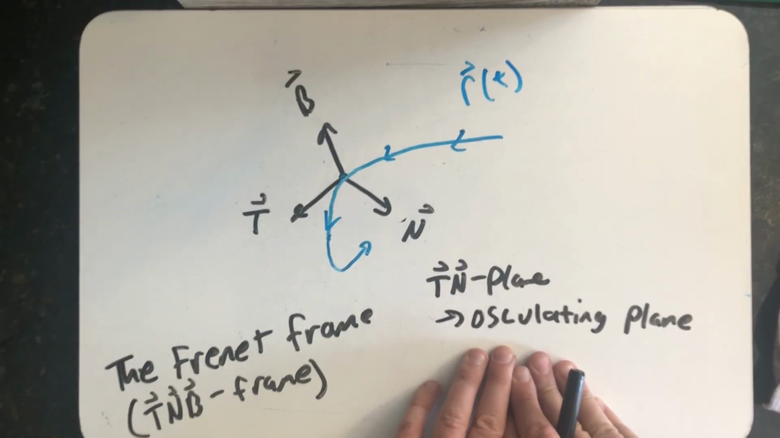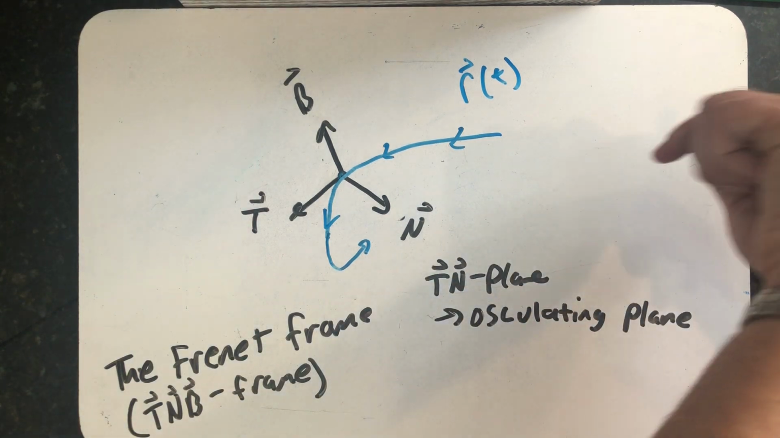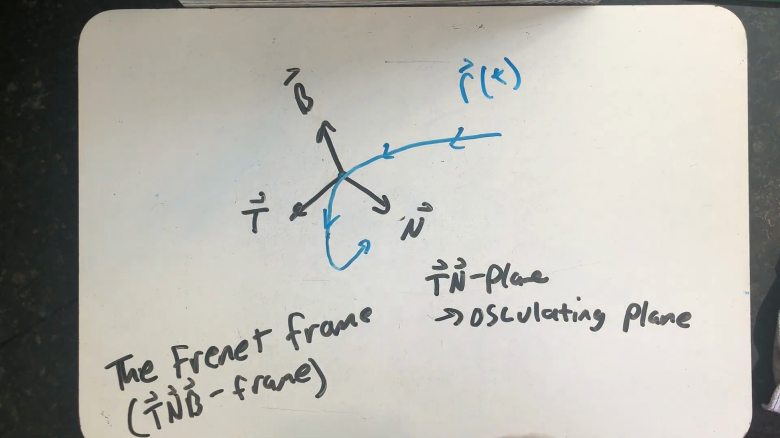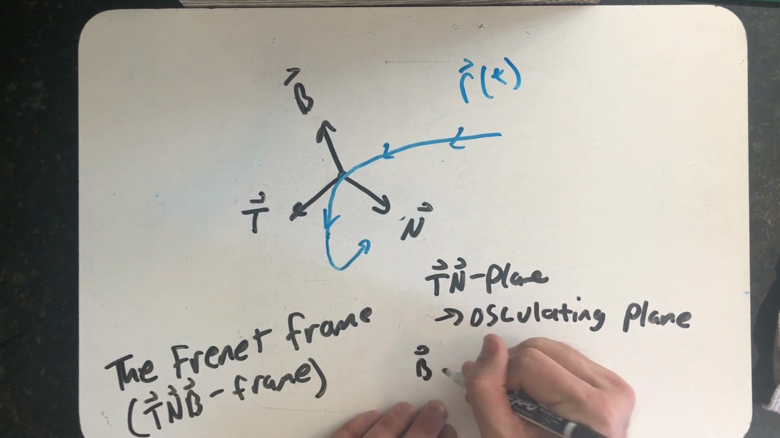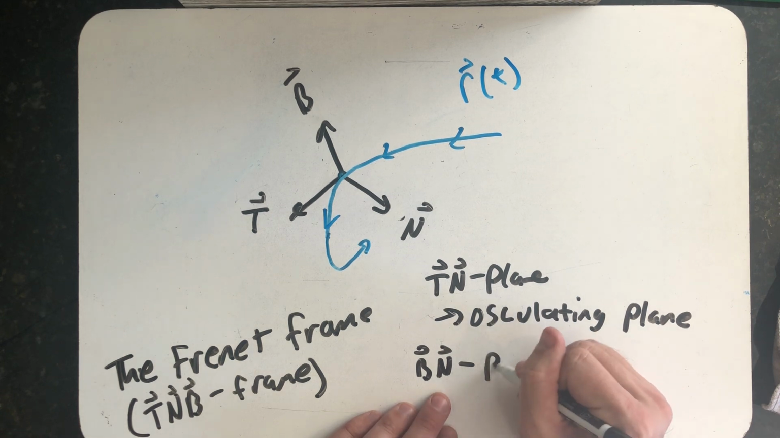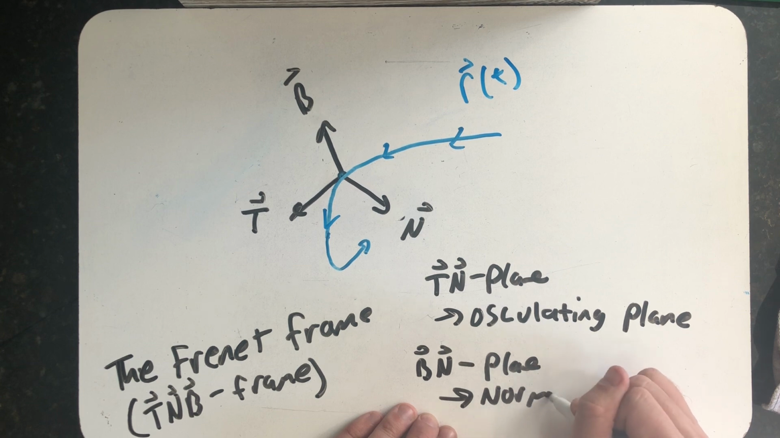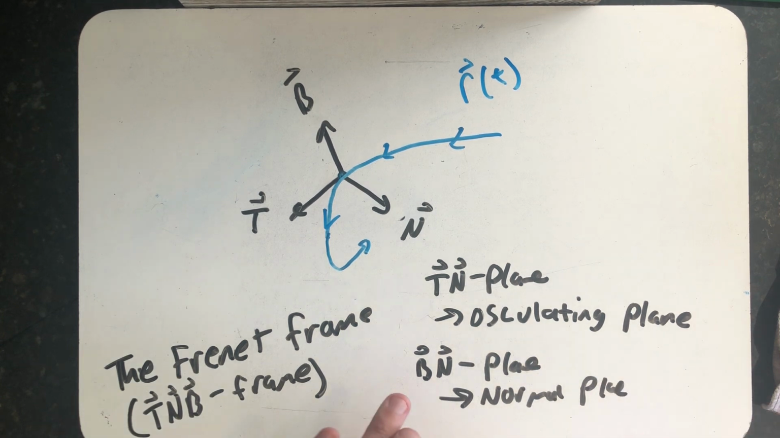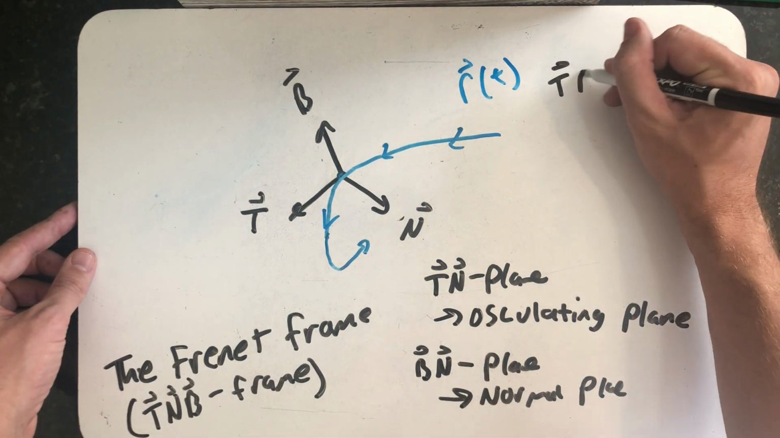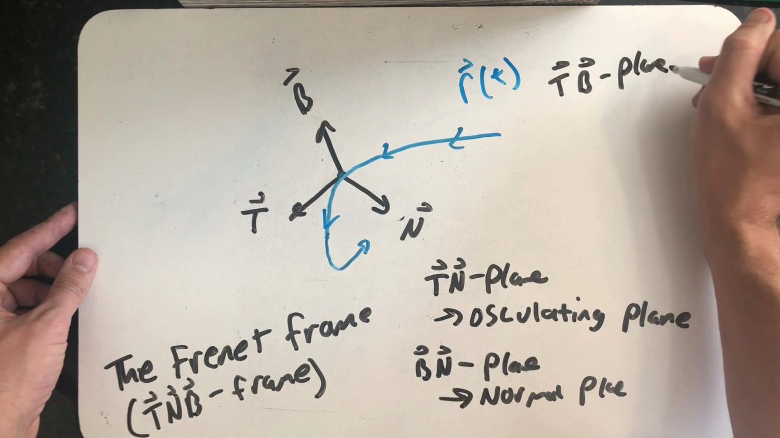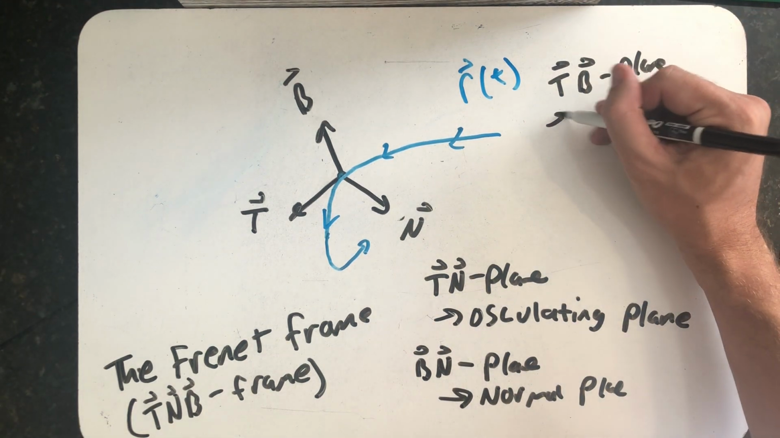Osculating, I think, comes from a Latin word for to kiss, and it's like my function comes up and just glances through that plane. All right, the BN plane is called the normal plane. Well, that's a good name for it. That's the binormal vector and the principal unit normal vector, a whole lot of normal things going on. And then finally, the plane determined by the TB vectors, the TB plane, well, that's called the rectifying plane.